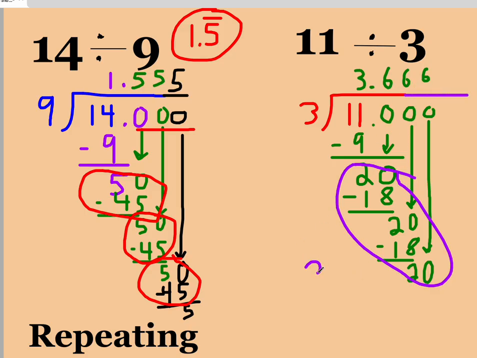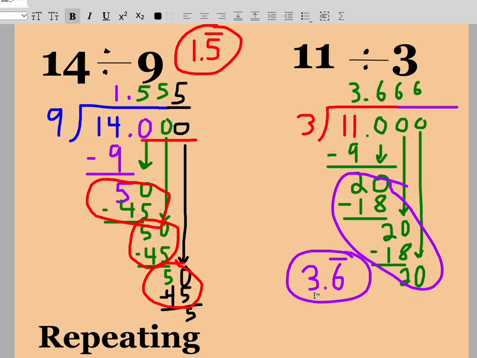So my answer here, 3 decimal, 6 repeating. And remember, we draw that line over the 6 only. Okay, so I'm going to write repeating because that is a repeating decimal.